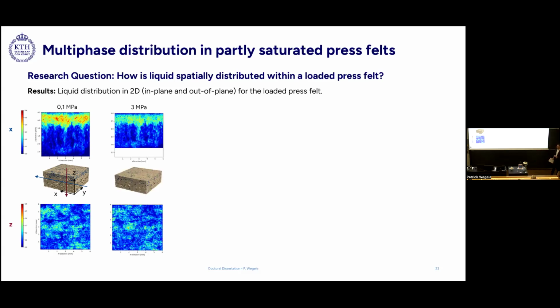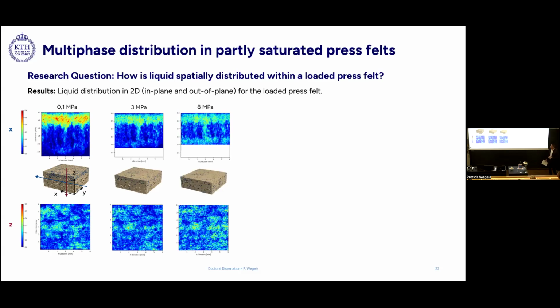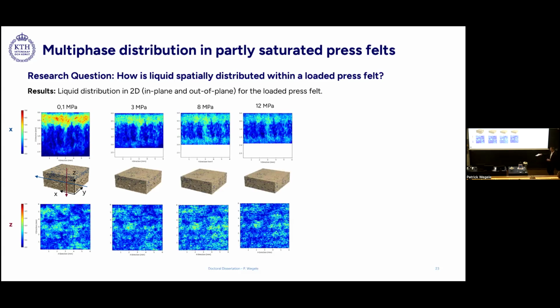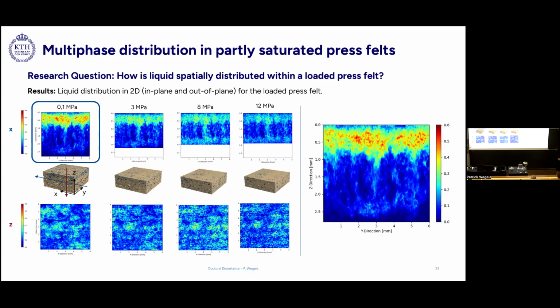If you then increase the compression to 3, 8, or 12 megapascal, you see for the out-of-plane that the liquid is redistributing in the thickness direction to the backside bed fiber layer. However, for the in-plane, you see that there is no real redistribution of liquid going on. So why is this the case? And in order to answer that, let's have a look at the unloaded case.